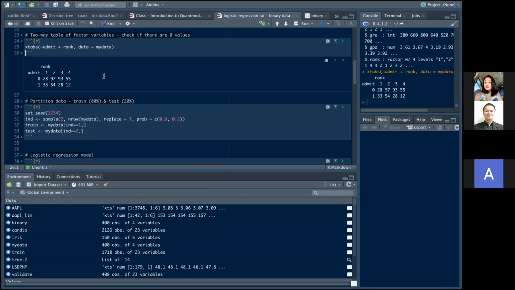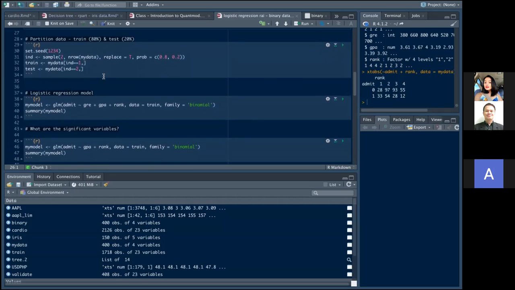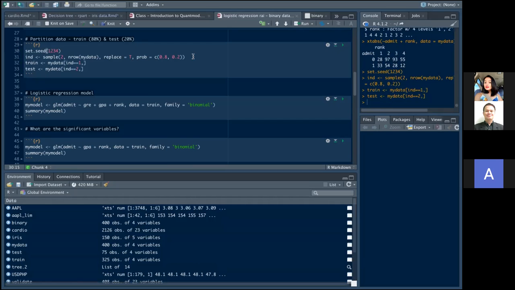So let's go down, and notice that in row 29 up to row 33, we are again partitioning the data. Set the seed 1, 2, 3, 4 so that we have the same sample. So our index, sample, 2 samples. The number of rows is the number of rows of my data. Again, we use replacement, and then we split our data into 80% and 20%. The first data set we call train, those that have an index equal to 1, and the second we call test, those that have an index of 2. So kindly run the whole code chunk there. Okay, so if you take a look, we now have our train.